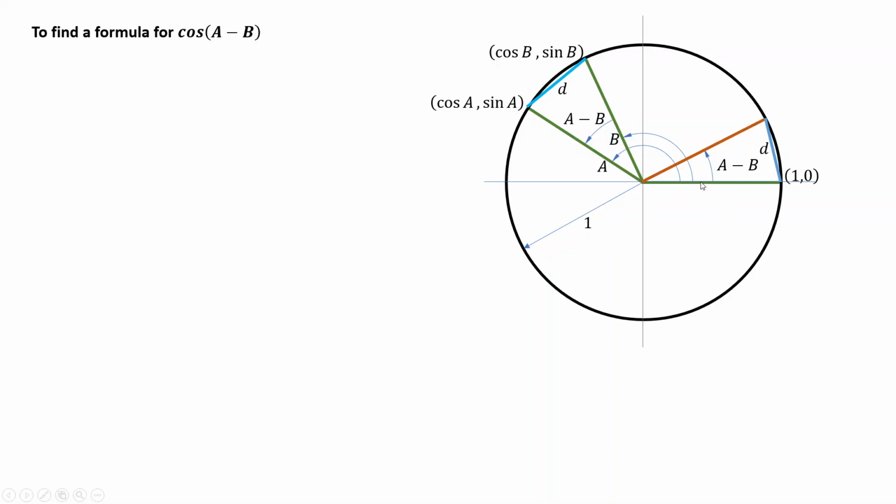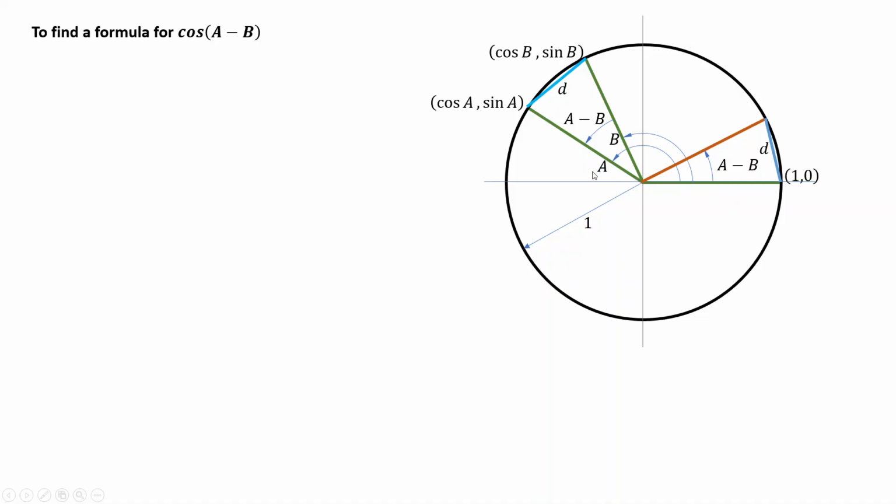Well, if that is the case, am I allowed to say that this distance must be equal to D just like this distance? Am I justified in making that claim? And the answer is yes. Why? Because this triangle and this triangle are congruent. How do I know that?